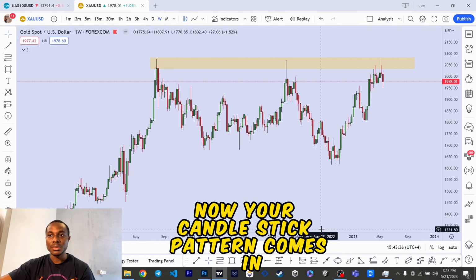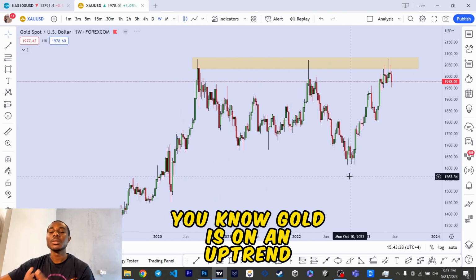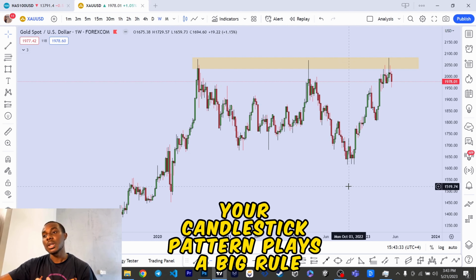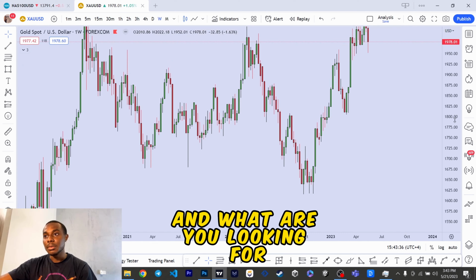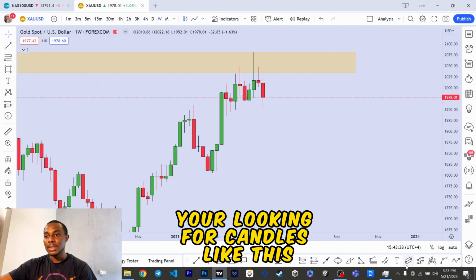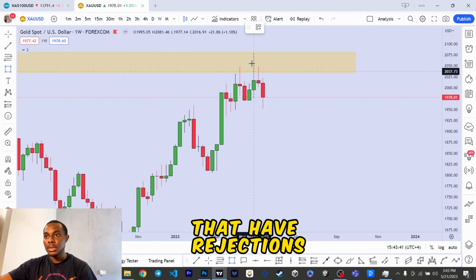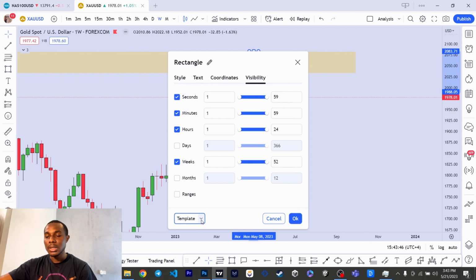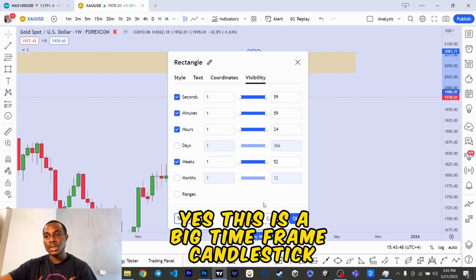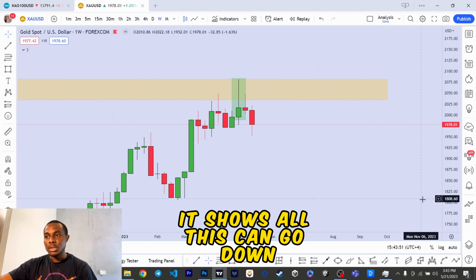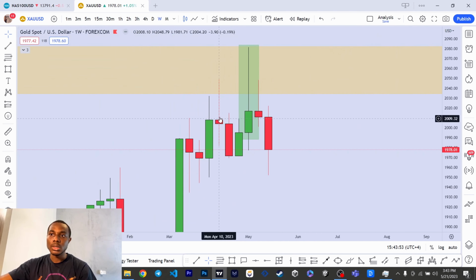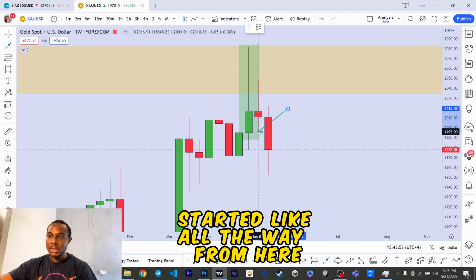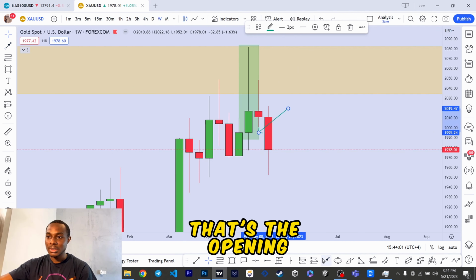Now your candlestick pattern comes in. You're seeing an area of confluence. It goes in an uptrend, but it got to an area of resistance. So now your candlestick pattern plays a big role. And what are you looking for? You're looking for candles like this that have rejections, which indicate reversals. Yes, this is a big time frame candlestick, but at the same time, it shows this can go down. This candle started all the way from here, that's the opening.